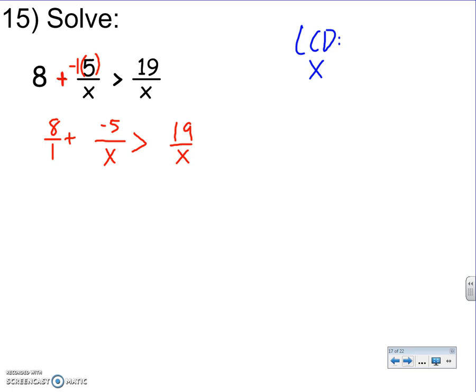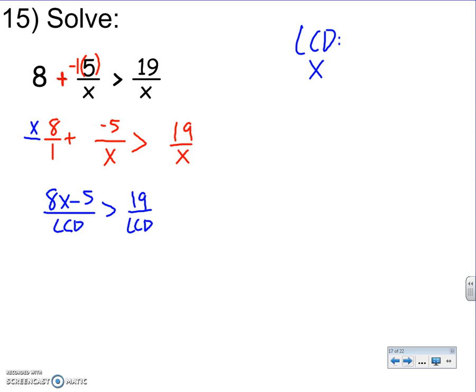So I fix the fraction, step 3. The first one's missing x over x. Second one's not missing anything. Third one's not missing anything. So I make a big fraction for each side. The left side, x times 8, is just 8x plus negative 5, I would say minus 5, all over LCD, which just happens to be x, is greater than 19 over LCD.